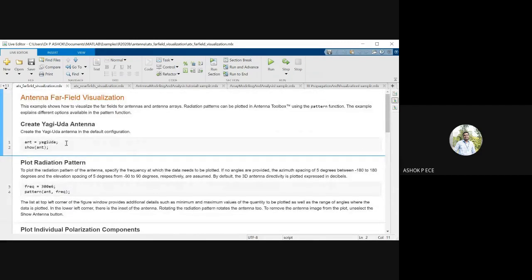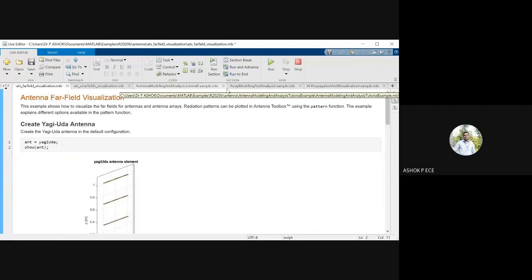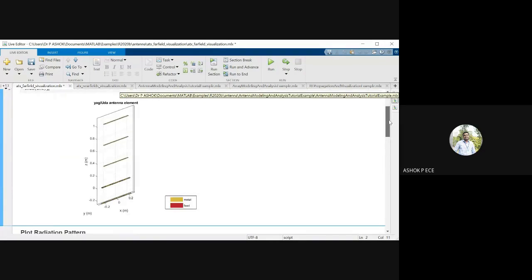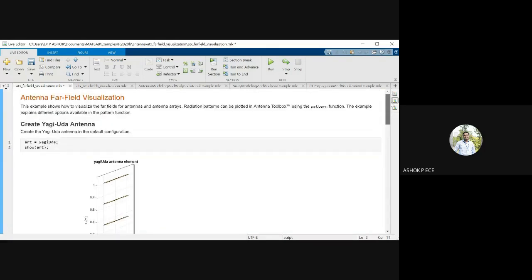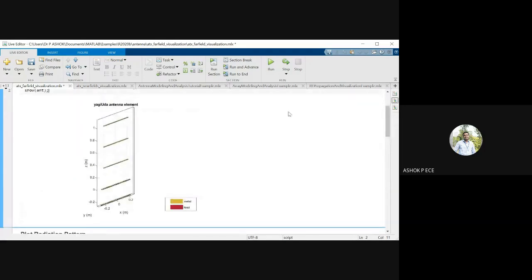Further, I am going to design a Yagi-Uda antenna. So see here, I am designing a Yagi-Uda antenna and I am showing the antenna. You know, a Yagi-Uda antenna will have three components, right? Reflector, director, and driven element. I am designing a 5-element Yagi antenna. Okay, so it is having 1, 2, 3, 4, 5.